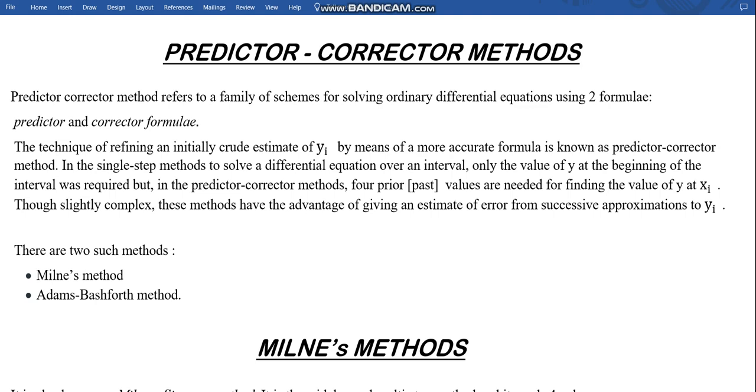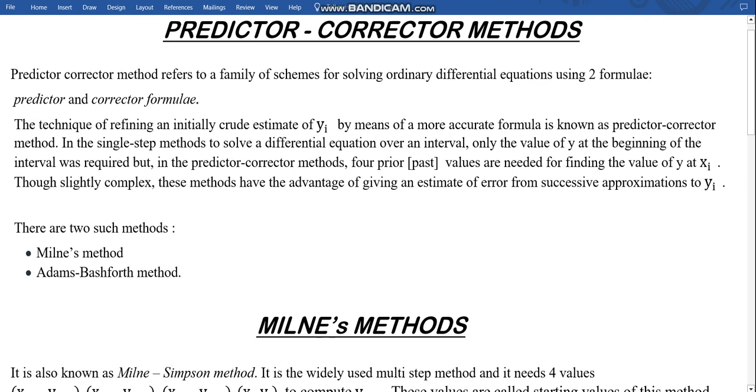In the single step methods, we solve the differential equation over an interval. Only the value of y at the beginning of the interval was required. But in the predictor corrector methods, we need more values, like four past values are required for finding the values of y at a particular x. Though it is slightly complex, these methods have the advantage of giving an estimate of error from successive approximations to yi. So, other two methods are Milne's method and Adams-Bashforth method.